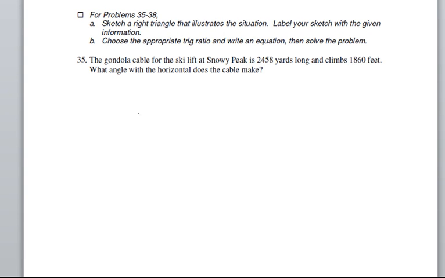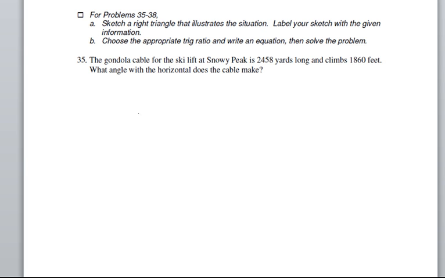Okay, let's take a look here at number 35. So we have a gondola cable for the ski lift at Snowy Peak. It's 2,458 yards long and it climbs 1,860 feet. And I want to know what angle with the horizon does the cable make.